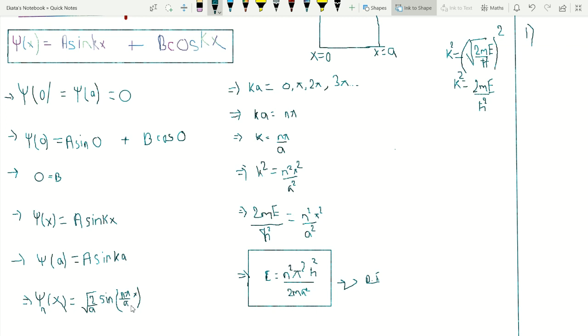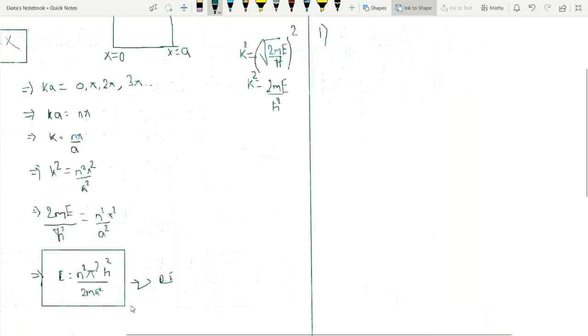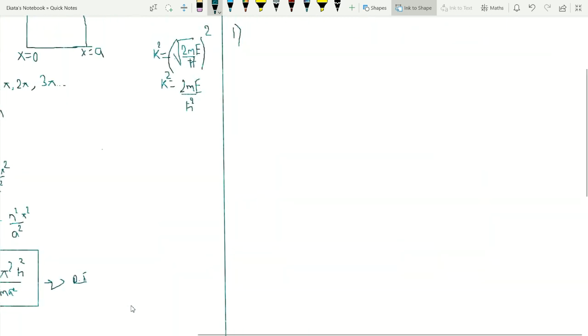As I have said, n can be 0, 1, 2, 3, 4, 5, 6. So at every value of n, there exists a set of solutions of this particular equation. This is an important thing, that the Schrodinger equation yields various types of solutions, an infinite set of solutions, you can say, for every value of n. For n equal to 1, you can say psi 1 x. For 2, you can say psi 2 x.